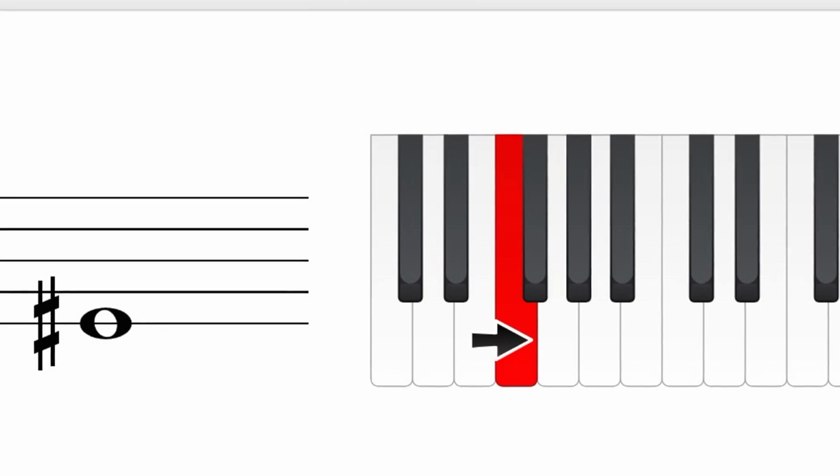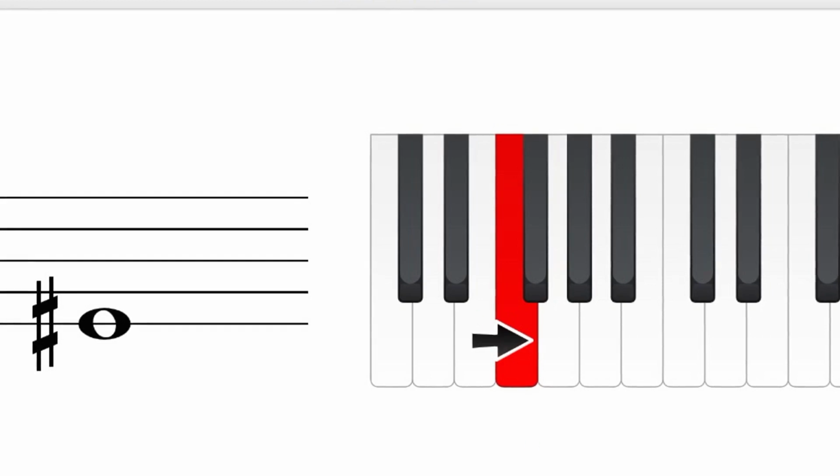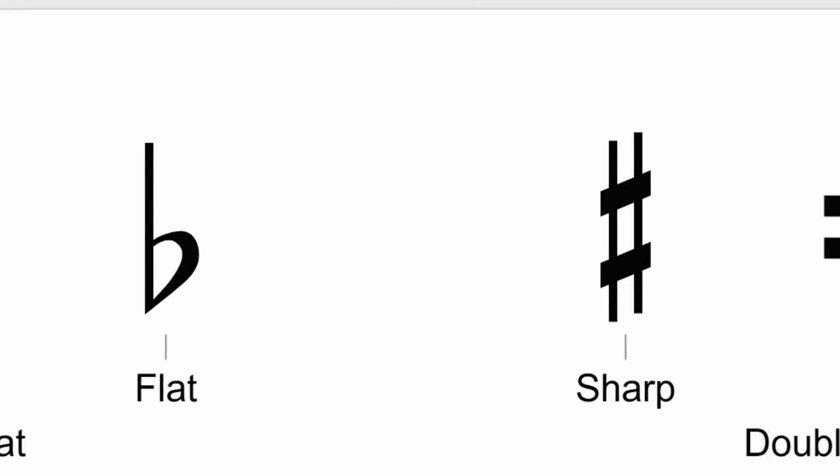All right, so whenever a certain pitch has multiple names, it is called an enharmonic spelling. Do you get that? Enharmonic spelling.